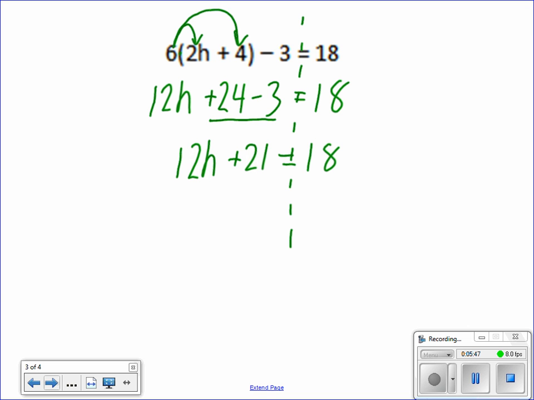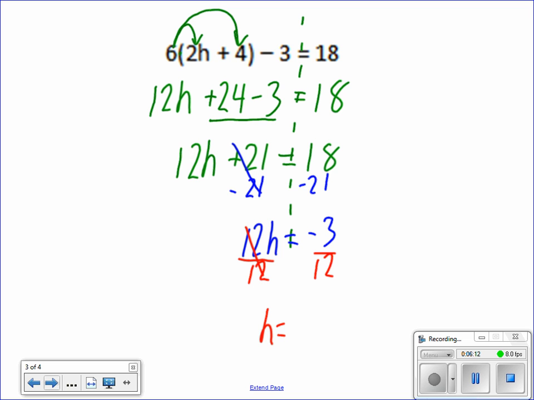Now I'm going to put something new up here. I'm going to put minus 21. That's new. There was no negative 21 up there. So I got to do it to both sides. 18 minus 21 is negative 3. Divide both sides by 12. That's new, so I got to do it to both sides. And h equals negative 3 over 12.